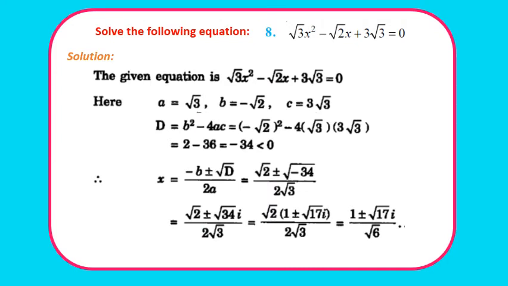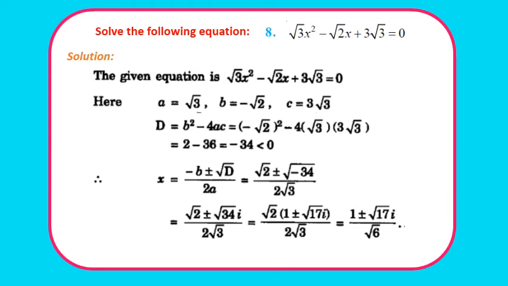Next is question number 8. Solve the following equation: √3x² − √2x + 3√3 = 0. Comparing this with the standard equation ax² + bx + c = 0, we get a = √3, b = −√2, and c = 3√3. Putting these values in the formula for discriminant D = b² − 4ac, we get (−√2)² − 4 × √3 × 3√3, which is equal to 2 − 36 = −34.